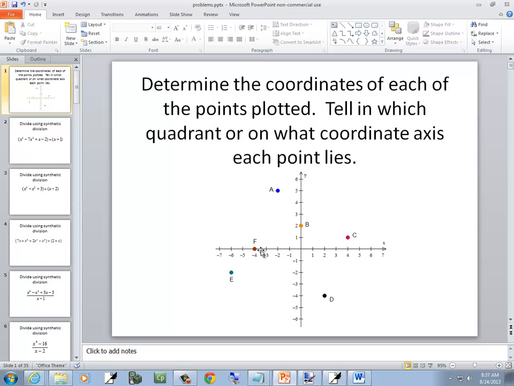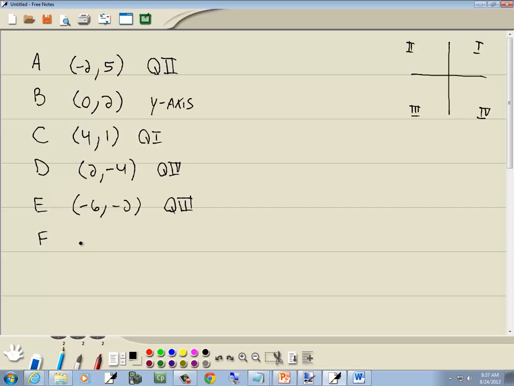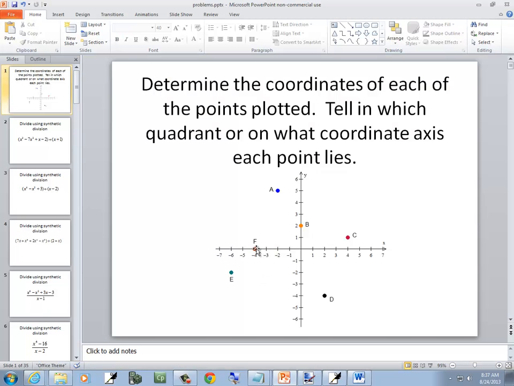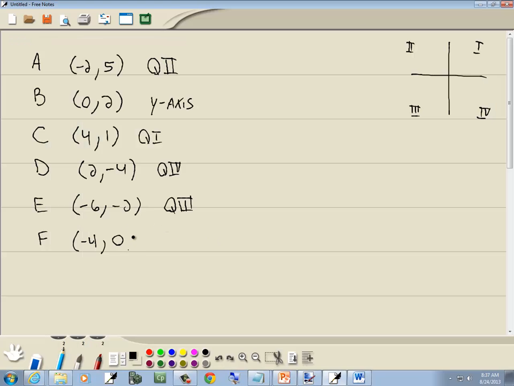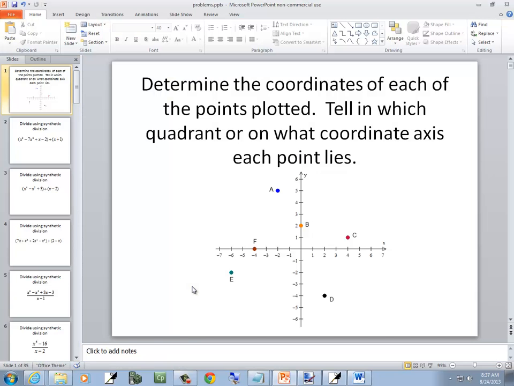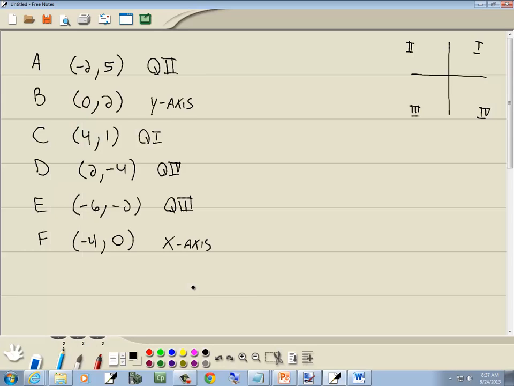And F, if I go to the x-axis, which I don't have very far to go because it's sitting on the x-axis, it's -4. And if I go over to the y-axis, I go straight over to here, y is equal to 0. So that'd be (-4, 0). And we already said it lies on the x-axis. And that's all they're asking, is to tell those. So those are our answers.